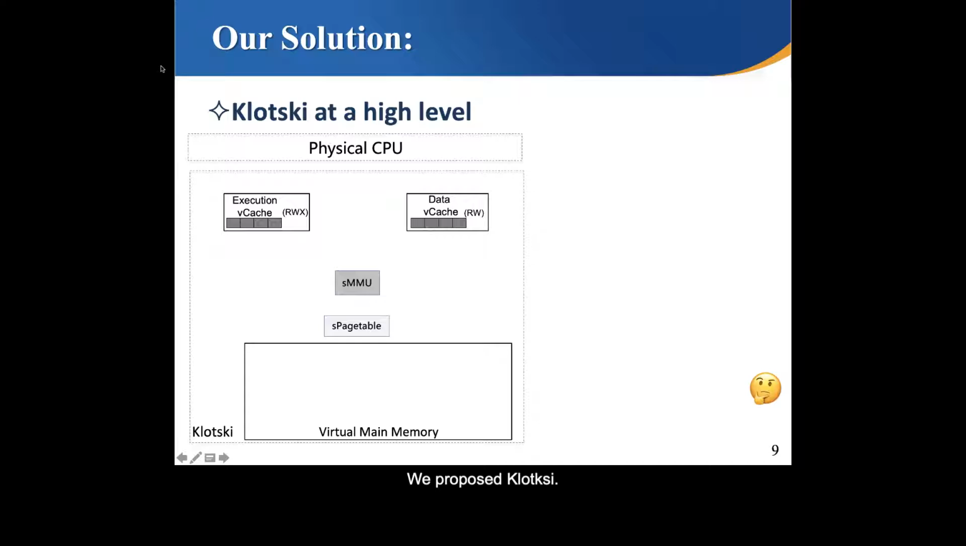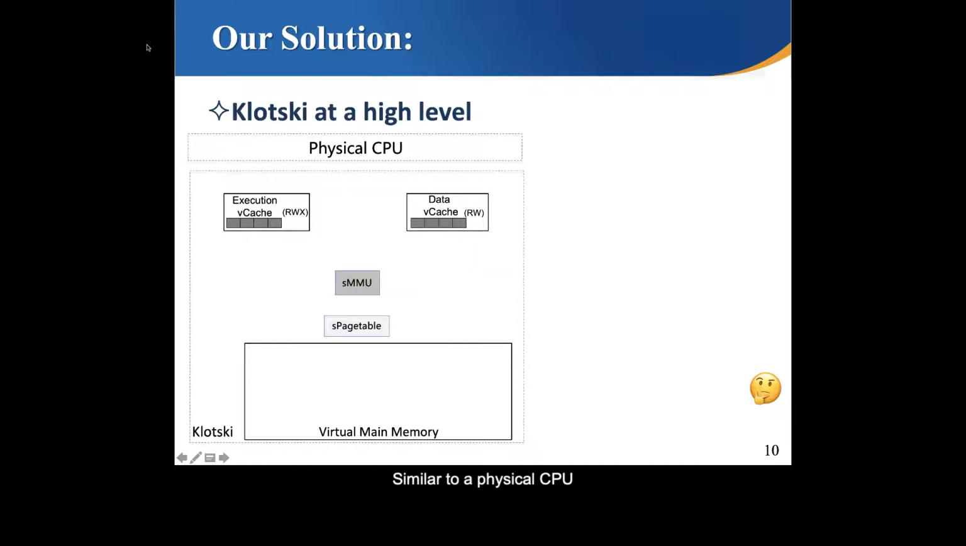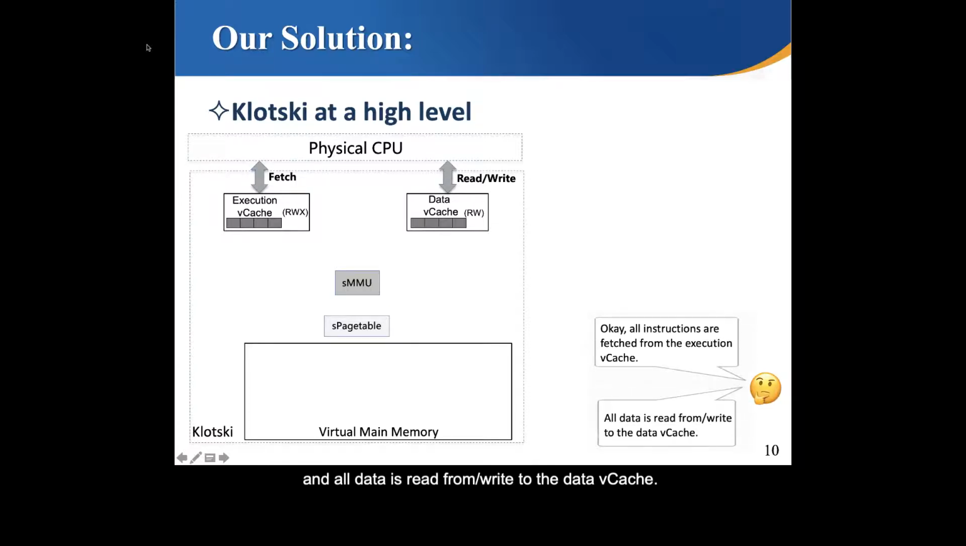We propose Closkye. At a high level, it acts as a memory subsystem. It consists of two software caches, one execution vcache and one data vcache, a software memory management unit called SMMU, and a virtual main memory. Similar to a physical CPU, all executed instructions are fetched from the execution vcache, and all data is read from and written to the data vcache.